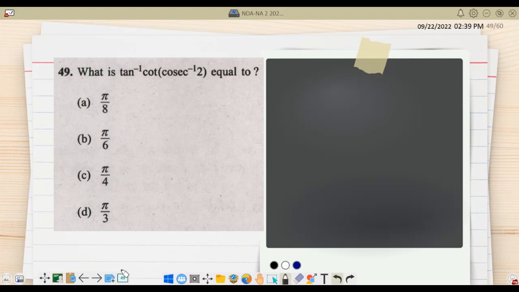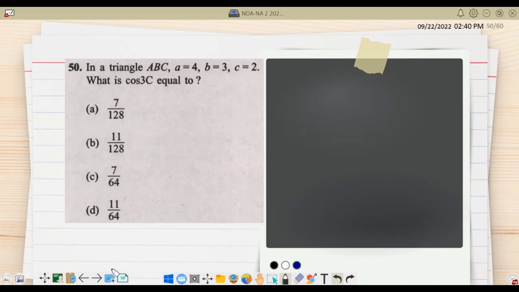What is tan inverse of cot of cosecant inverse of 2 equal to? So we're going to solve it from inside. Cosecant inverse of 2 is pi by 6. So cot pi by 6 is root 3, because cot 30 degrees is root 3. Fine. So tan inverse of root 3 is pi by 3. So not much calculation, just mind calculations.